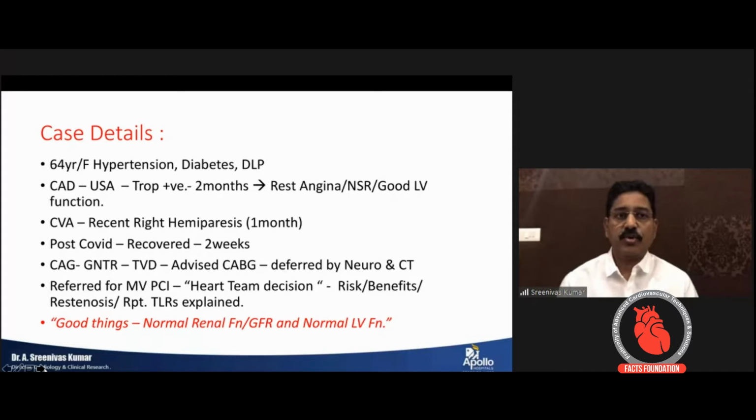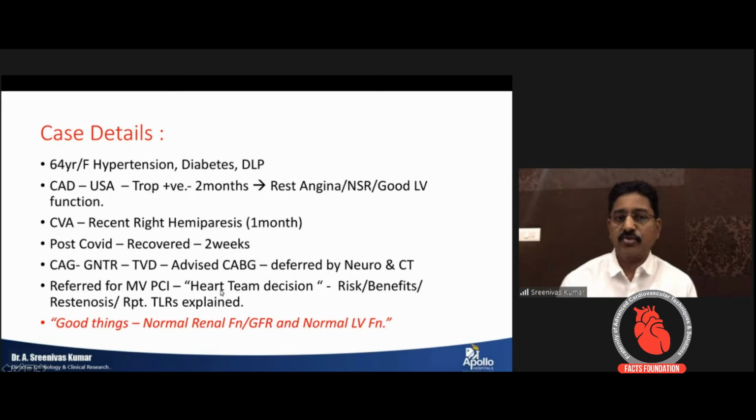This is a 64-year-old female with hypertension, diabetes, dyslipidemia, who has unstable angina, troponin positive, and 2 months of recurrent rest angina. But the good thing was she had good LV function, but she developed right hemiparesis 1 month back, and she also had COVID, recovered 2 weeks back. Surgeons were very hesitant there, both because of the history of CVA as well as because of COVID. So she was referred here.